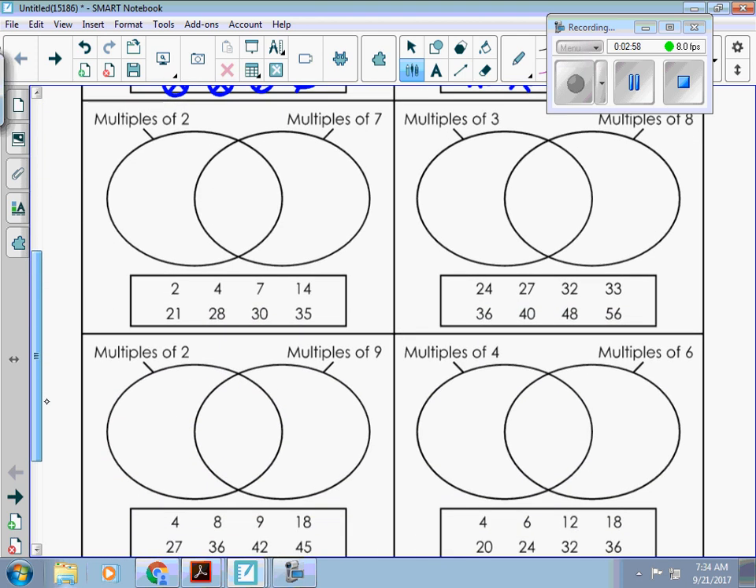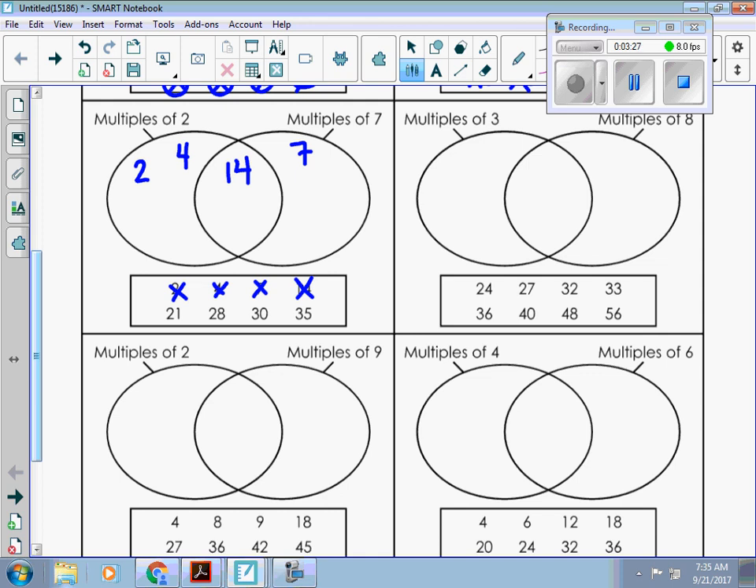For 2 and 7, well, 2 times 1 is 2, and if it's smaller than 7, it can't be a multiple of it, so that works for 4 too. 2 times 2 is 4. Nothing times 7 will give me a smaller number. But 7 times 1 is 7, so that can go on that side. Nothing times 2 is 7. 7 times 2 is 14, and 2 times 7 is 14, so it goes in the middle because it works for both of them.